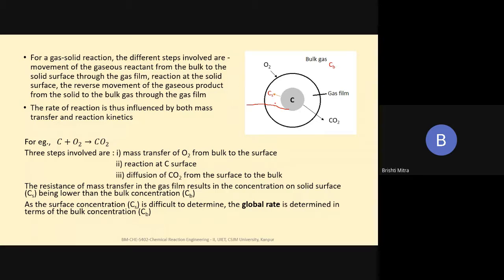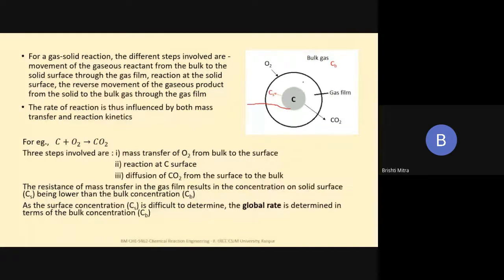However, we usually cannot measure the concentration on the surface. What can be measured is the bulk concentration, because the bulk is where I'm sending in my reactant, so I know exactly what my concentration is. I cannot measure the surface concentration unless I have a particular probe right on the surface of the solid, which is very difficult to achieve. So what I know is my bulk, but that is not the real concentration. The concentration at the surface is known as Cs, the surface concentration.